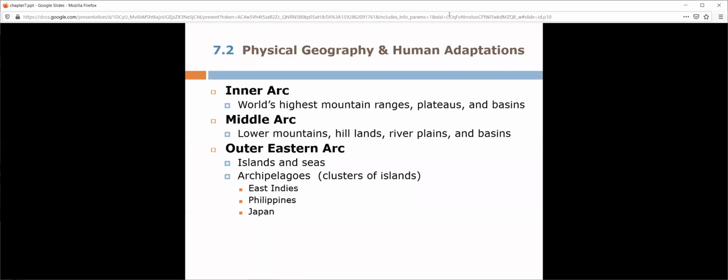All right, we always, as usual, start with the physical geography of the area, then move slowly over to the economic human side of things. So we have an inner arc, a middle arc, and an outer arc going on here. And the inner arc in Asia consists of the world's highest mountain range, the Himalayas, you've probably heard of that, various plateaus and basins. We move out from the Himalayas, we get into smaller mountains, hills, river plains, things along that nature. And then as we travel out further into Southeast Asia, approaching Oceania, we run into our archipelagos and our oceans and seas.